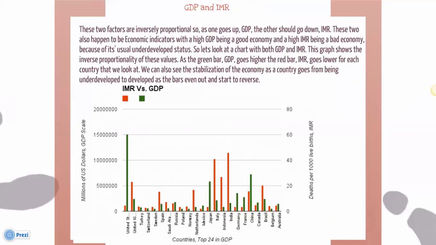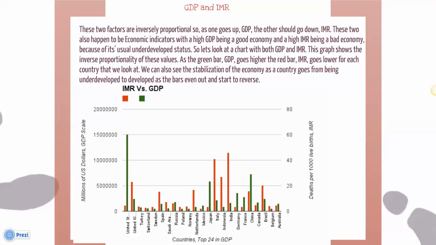So if we look at this graph, it is the best representation. The green is the amount of GDP, which is in millions of US dollars, and we can see as it grows higher, the IMR for that same country usually grows smaller. Take the US for example. Highly developed country has a lower IMR. But if we look at Italy, we can see that it has a lower GDP, a lower development, and a high IMR.